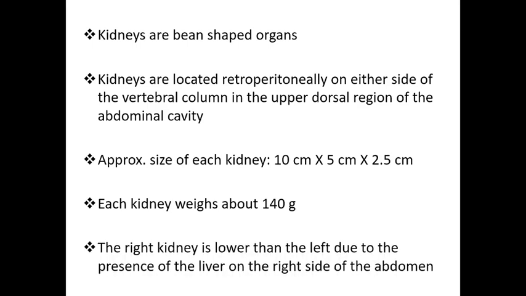Now I have told you there are two kidneys, one on the right side and one on the left side. On the right side we have the liver. Because of that, the right kidney is a bit lower than the left kidney due to the presence of the liver on the right side of the abdomen.